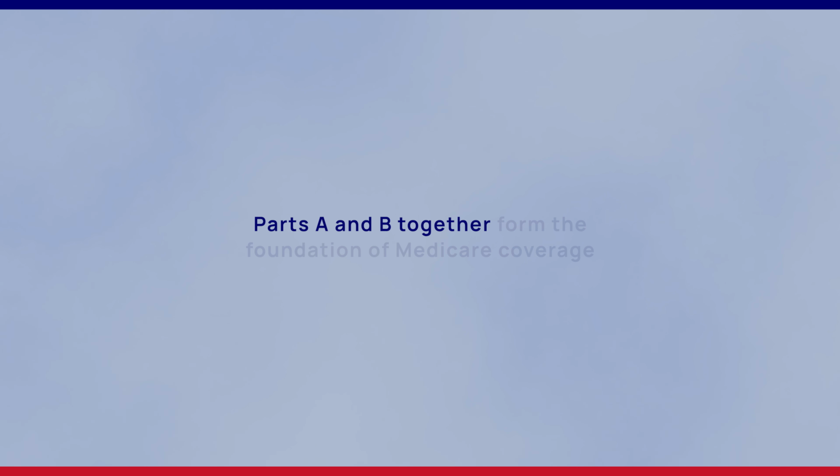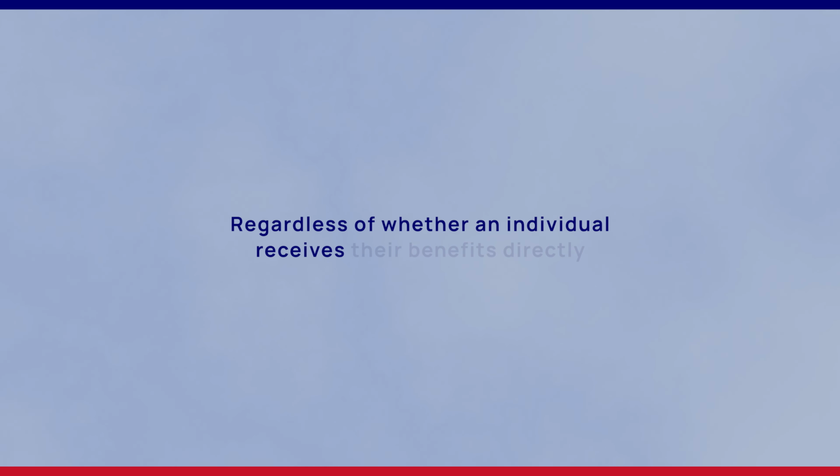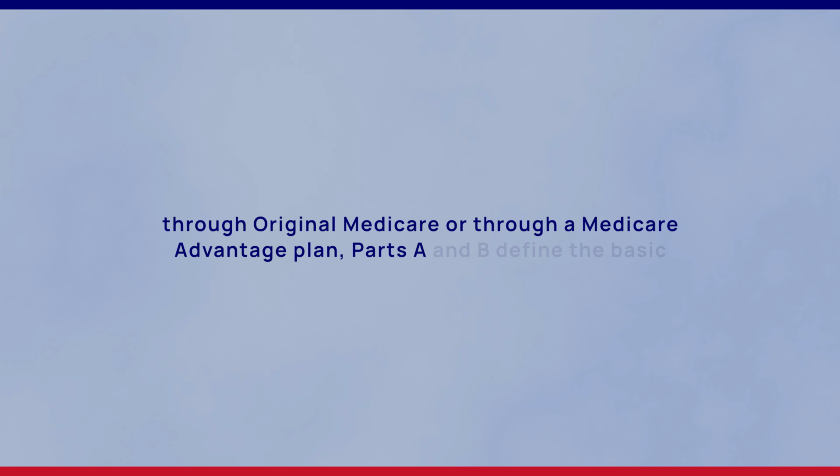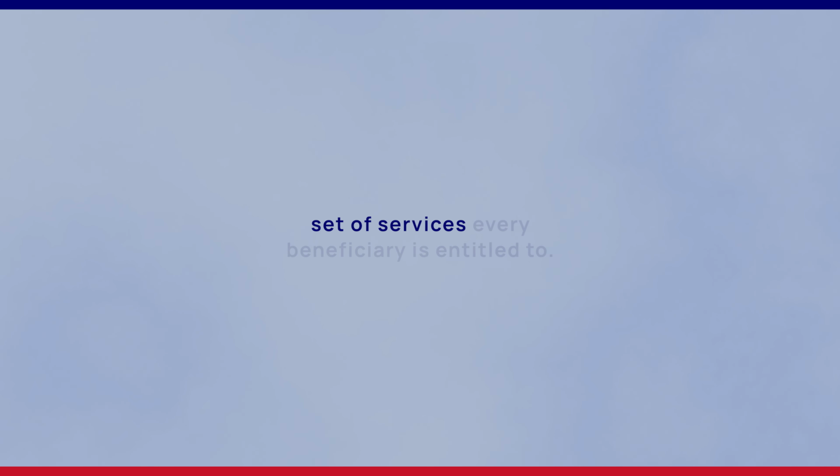Parts A and B together form the foundation of Medicare coverage and are often called Original Medicare. Regardless of whether an individual receives their benefits directly through Original Medicare or through a Medicare Advantage plan, Parts A and B define the basic set of services every beneficiary is entitled to.